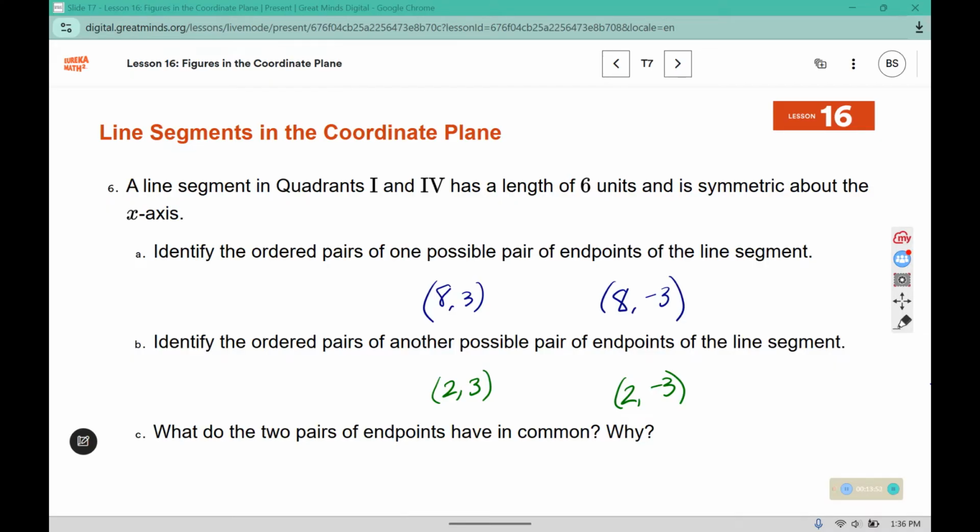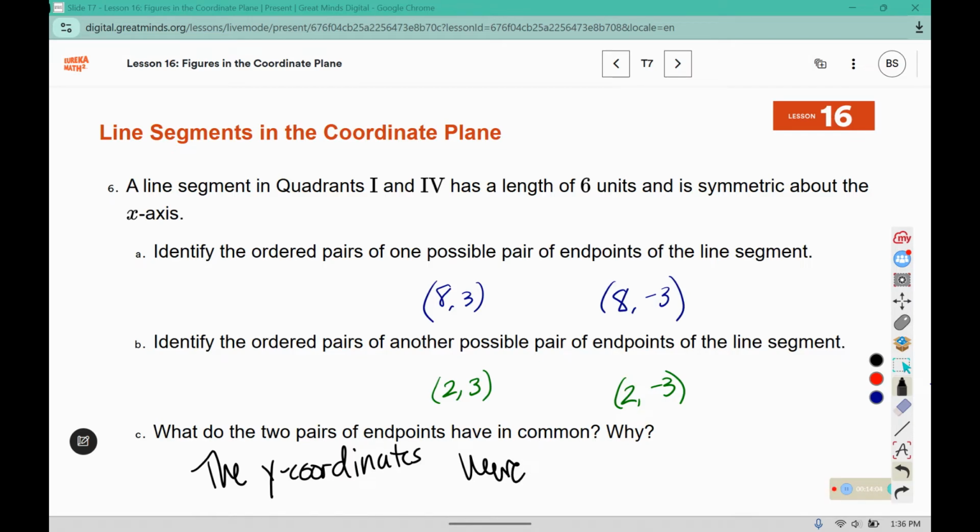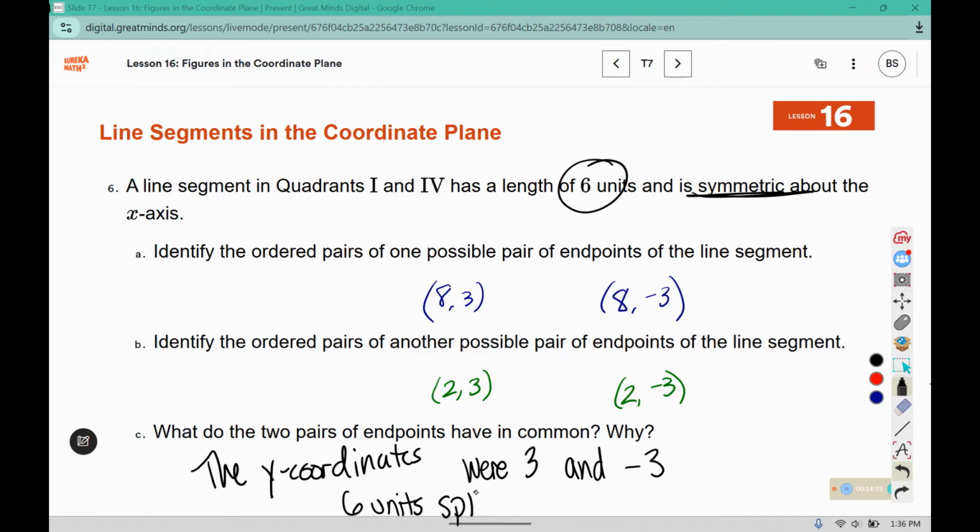So what do these endpoints have in common? The y-coordinates were 3 and -3, and the reason is if it's 6 units and symmetric, it splits evenly into 2 parts, which would give us 3 above that x-axis and 3 below.